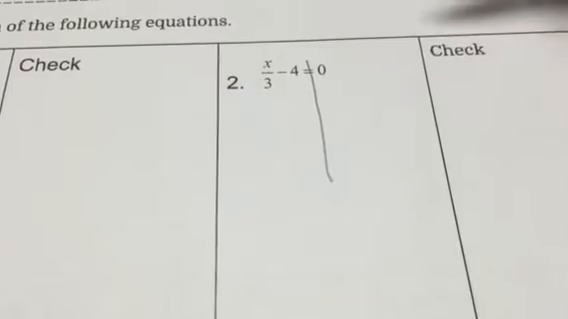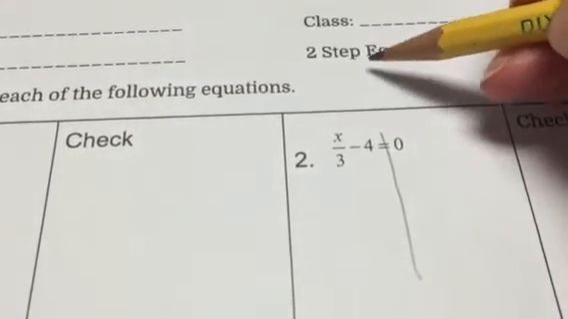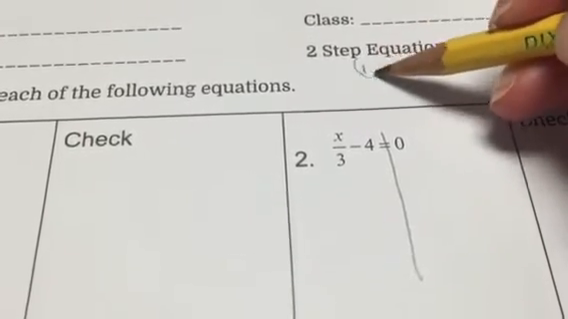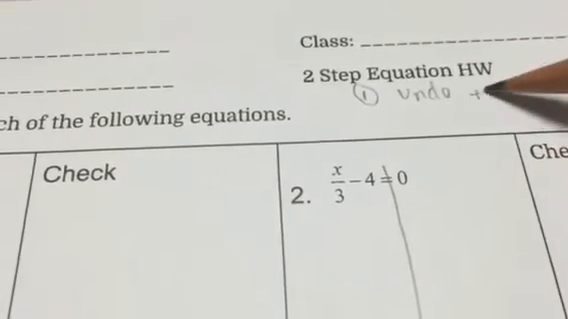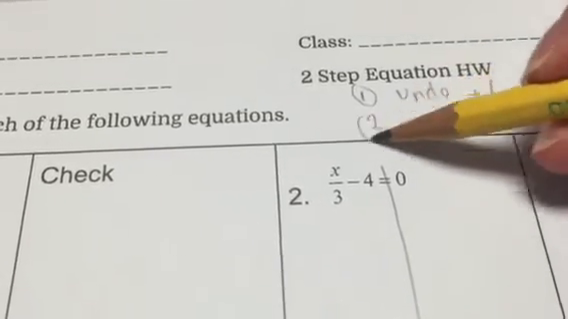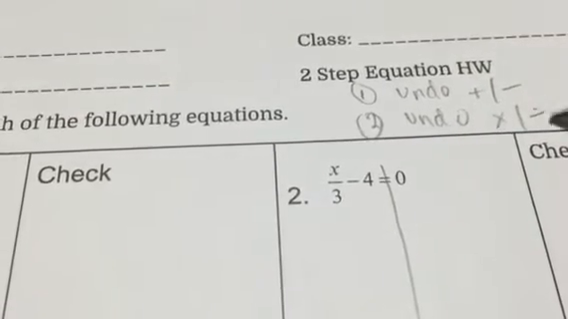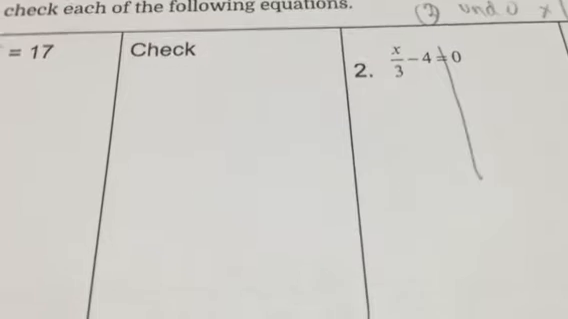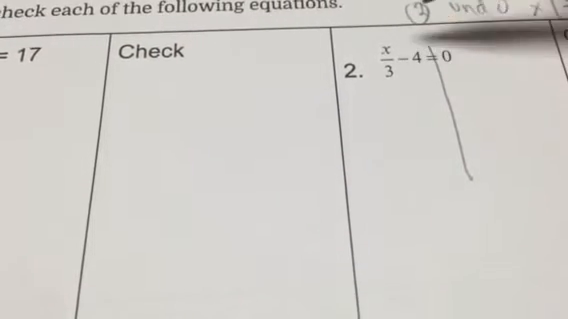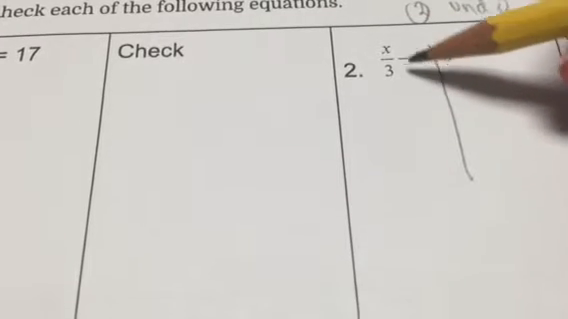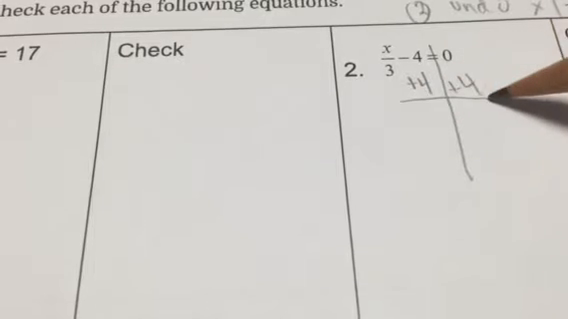So when you're solving a two-step equation, the first thing you want to do the opposite of, or undo, is adding or subtracting. The second step is to undo multiplying or dividing. Okay, so if I look at this, I'm going to look for adding or subtracting. So I see subtract 4. So I'm going to do the opposite of that, which is to add 4 to both sides.